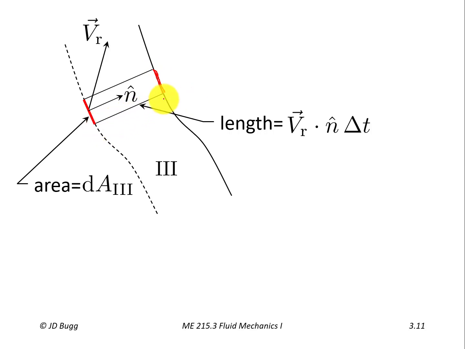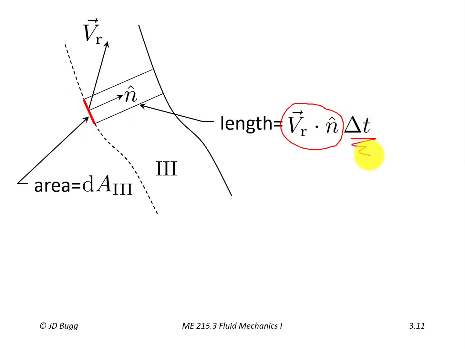So what is the length of this line? Well, remember, this is a control mass boundary. So during time delta t, this fluid moved from there to there. So the length of this line is Vr dot n. And what is that? Well, that's the component of this velocity in that direction. So taking the dot product between our velocity and our unit normal tells us the speed at which the fluid is moving away from the surface at that particular point.